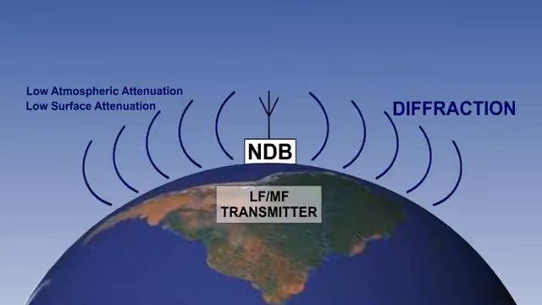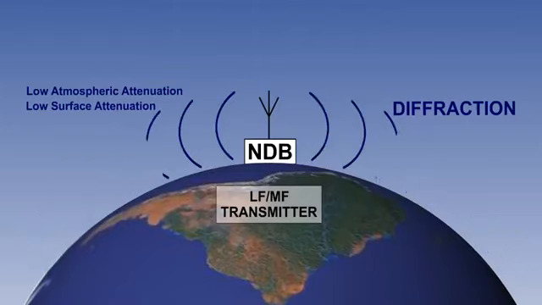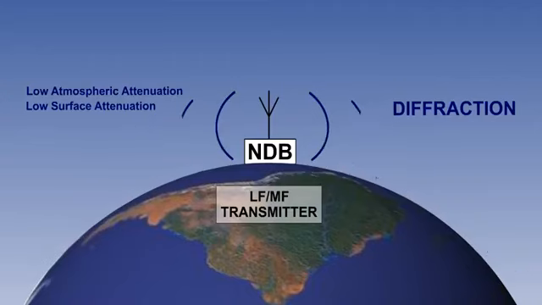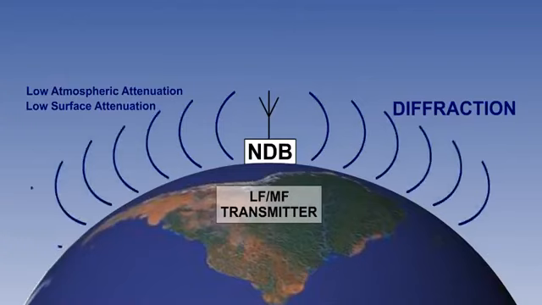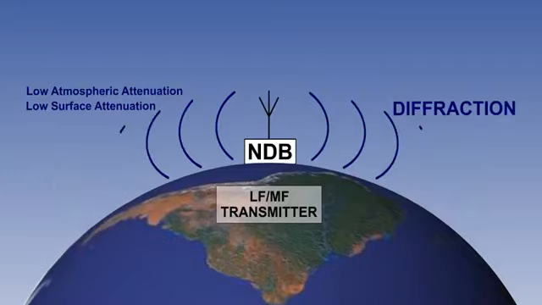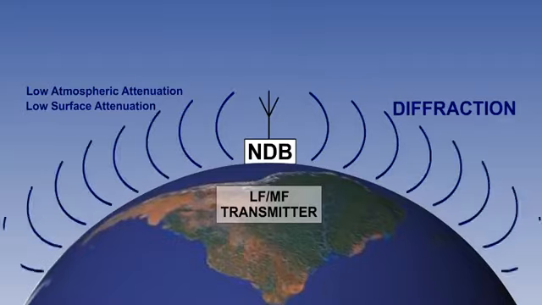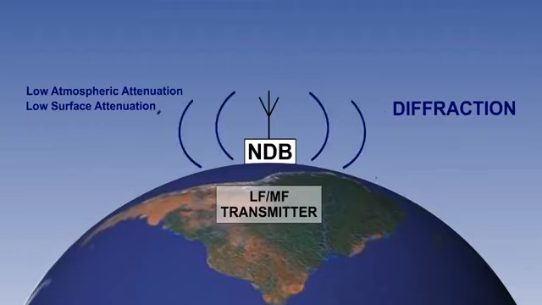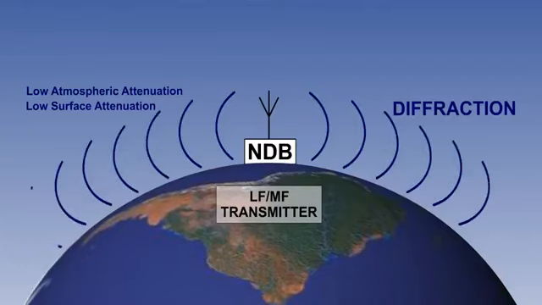Let's start with surface waves. These exist at frequencies from about 20 kHz to about 50 MHz, which is from the upper end of very low frequency through long wave, medium wave and high frequency to the lower end of very high frequency. They travel across the Earth by the process of diffraction. The range achievable is dependent upon several factors.